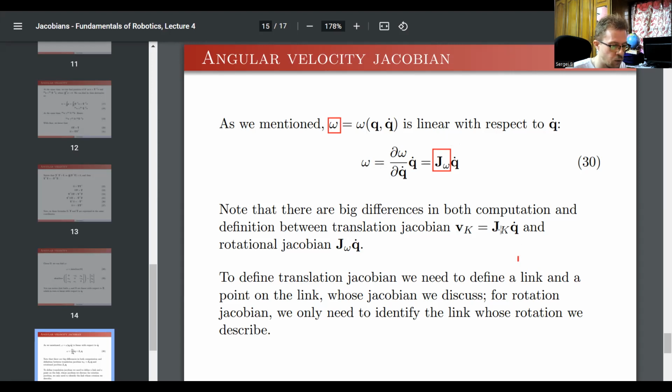All right. So now we have a translational Jacobian that relates linear velocities to joint velocities. And we have a rotational Jacobian, which relates angular velocities and generalized or joint velocities, right? So we have those two things. Remember that to define a translational Jacobian, you need to define a link and the point on the link whose Jacobian we work with. To define a rotational Jacobian, we need to only identify a link. Okay. Only identify a link. Good.